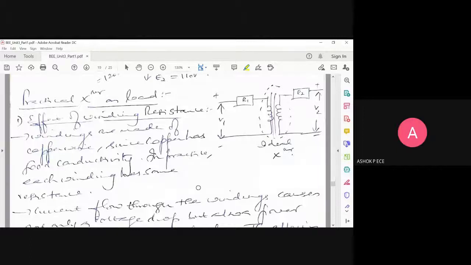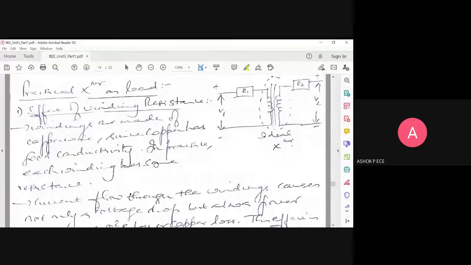Okay, now practical transformer on load. So we are going to see how on load or no load we have analyzed the two currents, magnetizing current and core loss current, right? In the same way, if I'm going to use my transformer with the load, we are going to see what additional components will be coming in the equivalent circuit of your transformer.